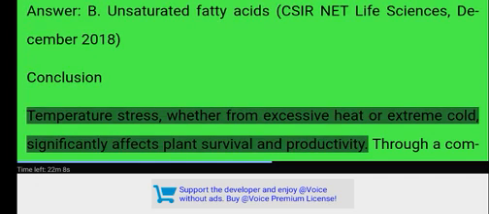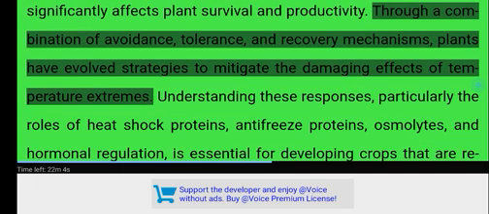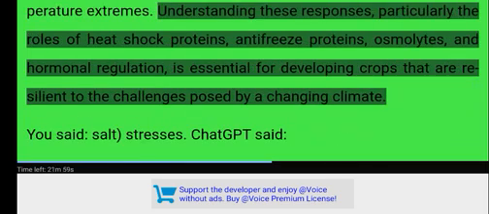Conclusion. Temperature stress, whether from excessive heat or extreme cold, significantly affects plant survival and productivity. Through a combination of avoidance, tolerance, and recovery mechanisms, plants have evolved strategies to mitigate the damaging effects of temperature extremes. Understanding these responses, particularly the roles of heat shock proteins, antifreeze proteins, osmolytes, and hormonal regulation, is essential for developing crops that are resilient to the challenges posed by a changing climate.